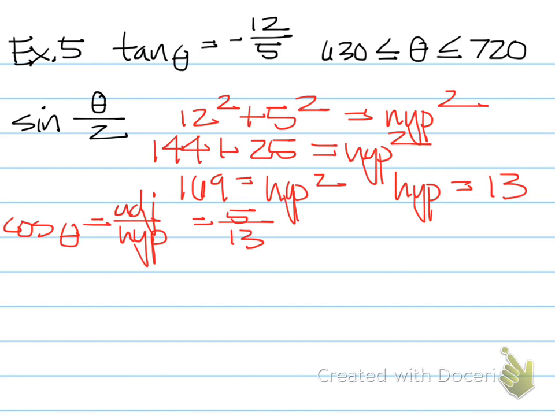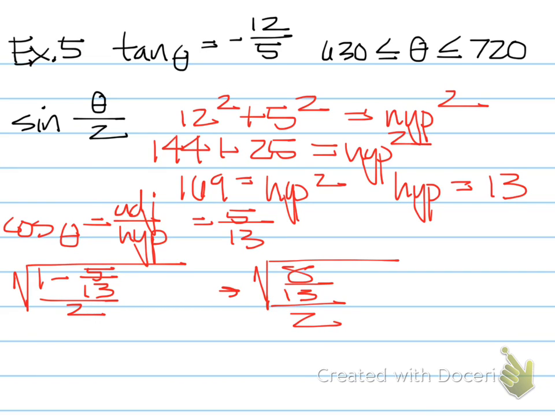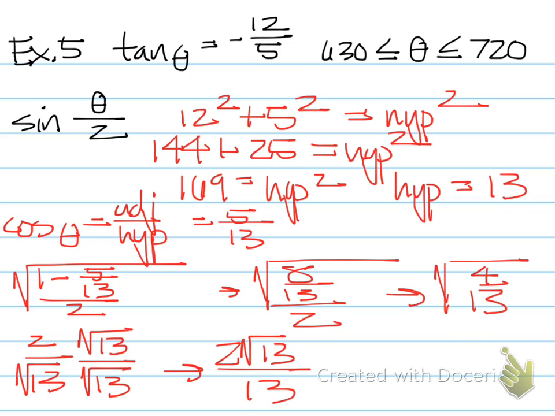So cosine of theta, which is what we need to plug in to that half angle formula, is 5 over 13. Once I plug in cosine of theta, which is 5 over 13, into that half angle formula, we get the square root of 8 over 13 divided by 2, which is the same thing as the square root of 4 over 13. Rationalize the denominator, and we get 2 root 13 over 13. And negative, because we had a negative value for tangent of the angle measure.